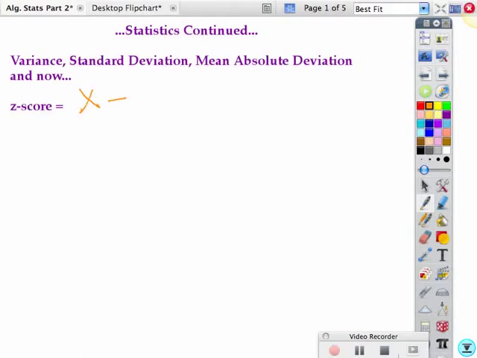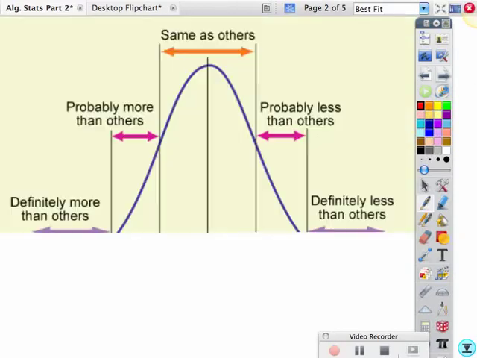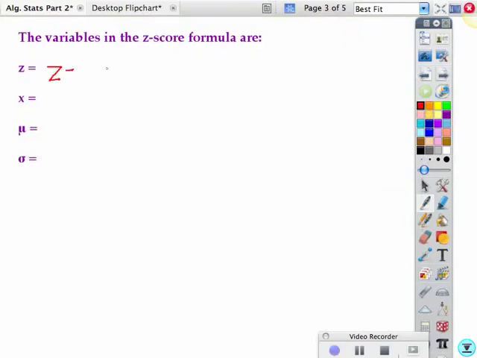formula. So it's x minus mu divided by sigma. Again, this right here is mu, it's a Greek letter, and this is sigma. So when you hear those, that's what those words mean. What each of these stands for: Z is of course the z-score. That's pretty obvious, I think. Then we have x, that's our number from the data set. So what number are we looking at?